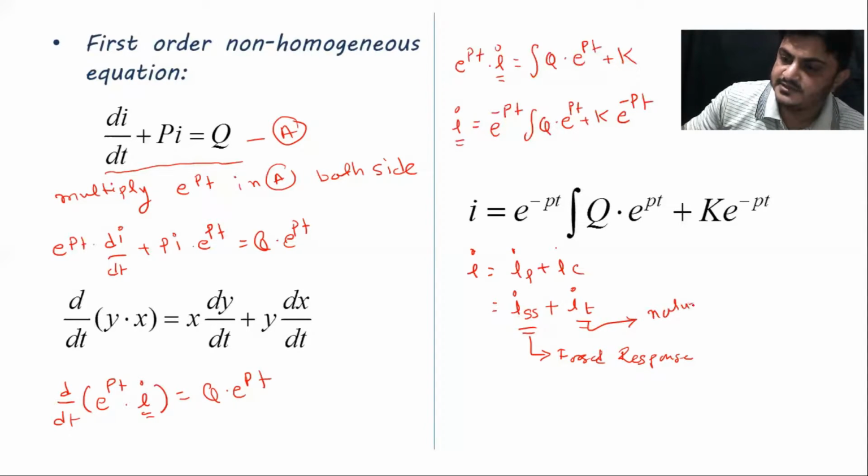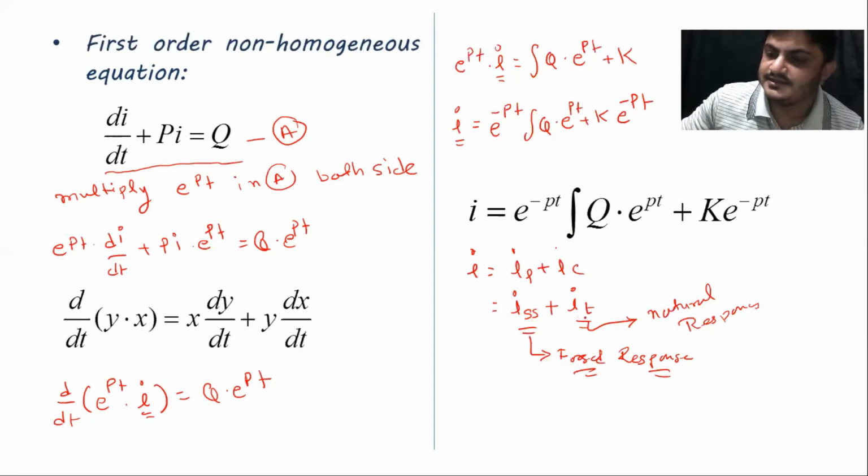Forced response means this is due to the supply voltage you are connecting with your RL circuit, and transient response means if I am not connecting any kind of supply voltage, then the response that I can obtain is my transient response. So as time goes on, this ultimately vanishes, right? So remember, this part represents your complementary function, or the transient response, and this part is your steady state response.